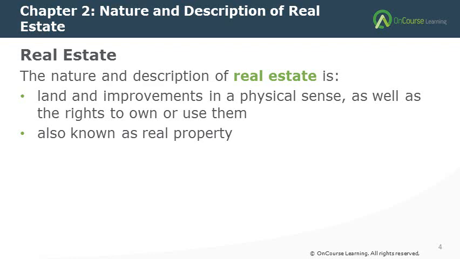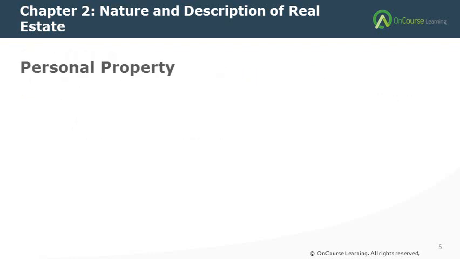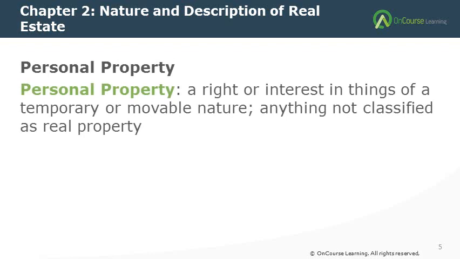If we've defined real estate, we must also define personal property. Personal property is a right or interest in things of a temporary or movable nature. Anything not classified as real property is personal property. Hence, things like cars and furniture are known as personal property. We must use a bill of sale to transfer ownership of personal property from one party to another.